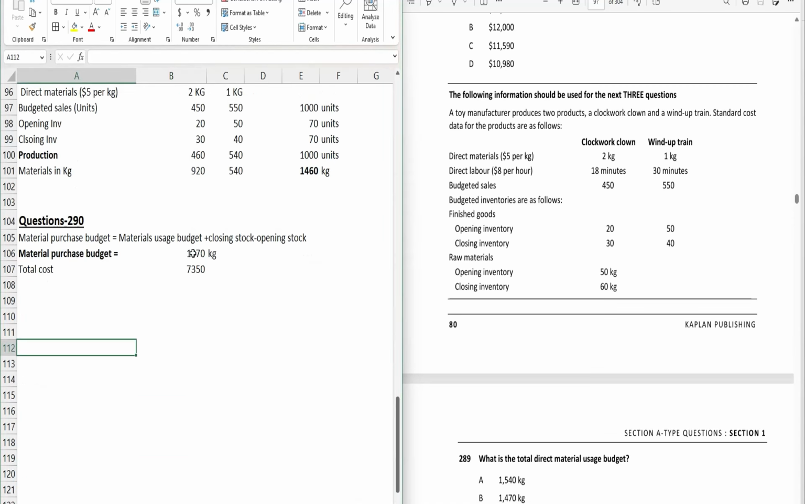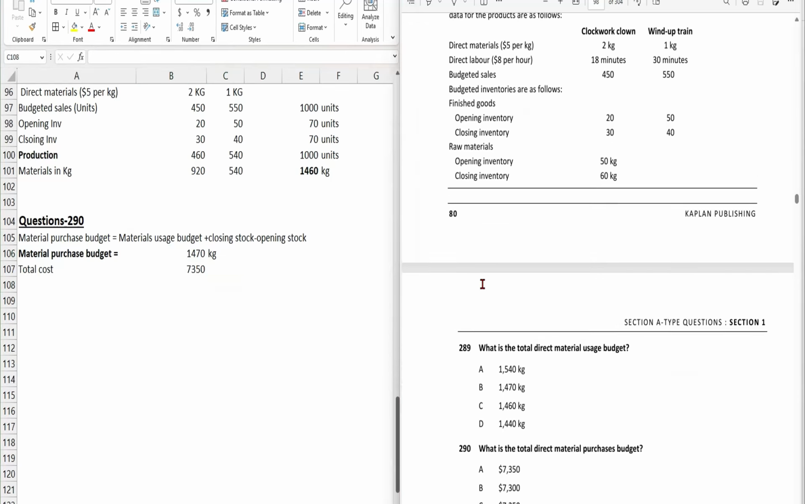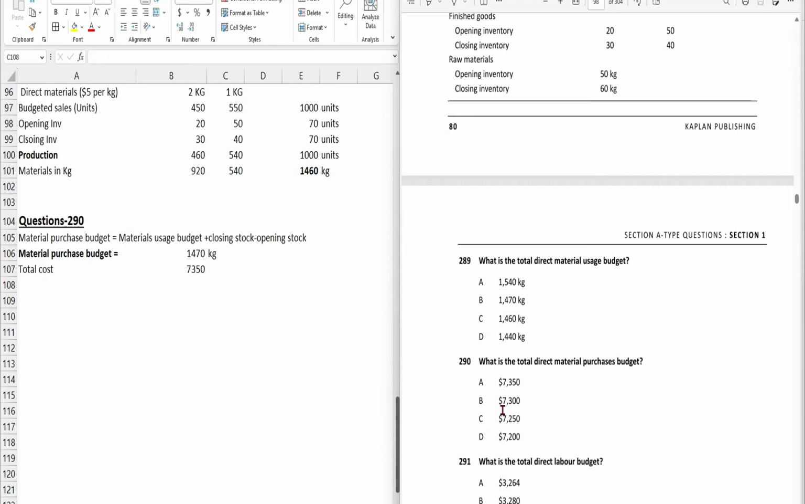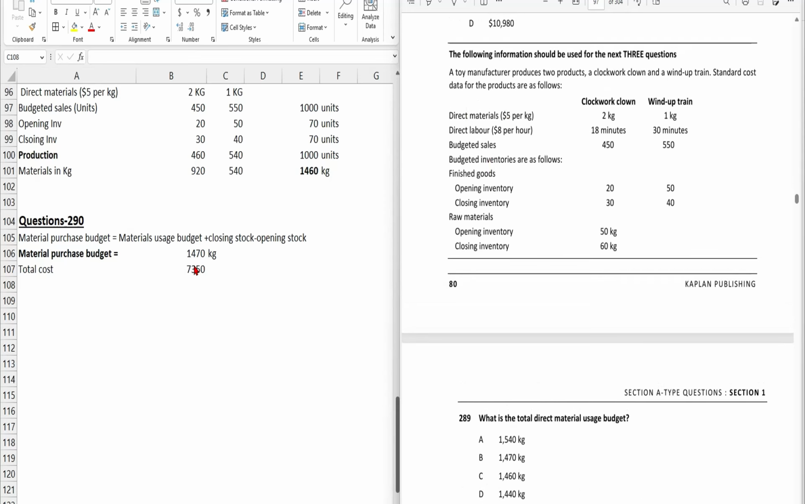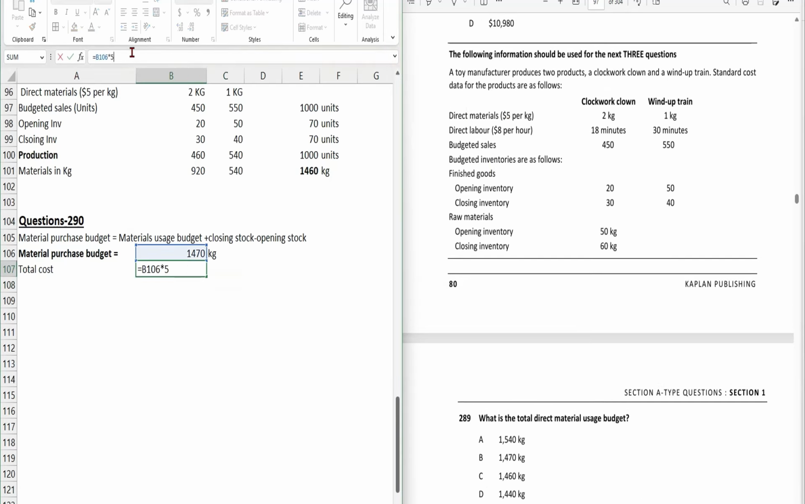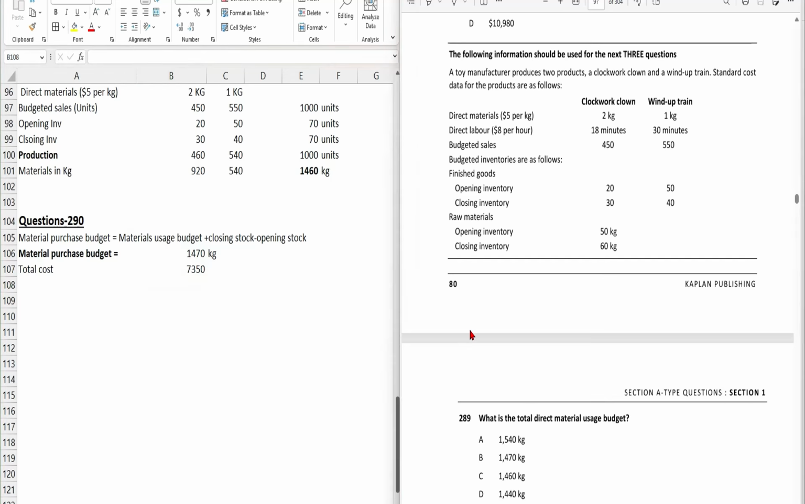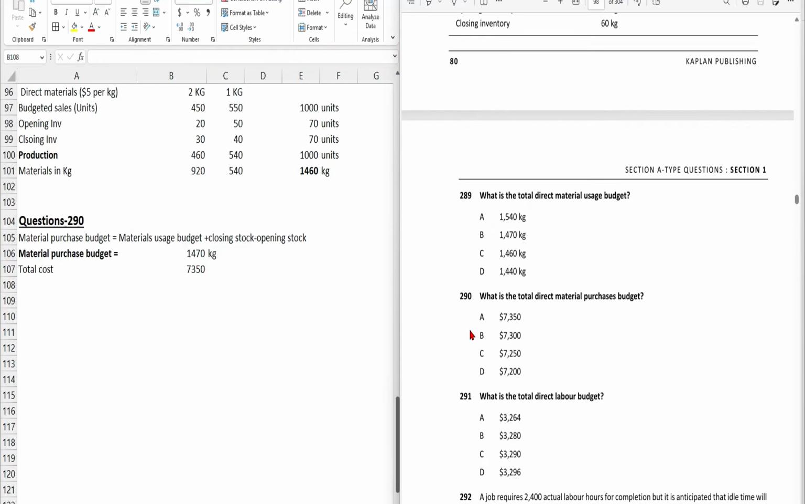So we have a material usage budget of 1460, where we need to add the closing stock of 60 and deduct the opening inventory of 50. This will give the material purchase budget of 1470, but the question is not asking you to calculate the units, they are asking to calculate the value. That means we need to multiply the material cost, which is 5 per kg, with the material purchase budget, and this will give us 7350. That's option A. Okay, now let's do the last question.